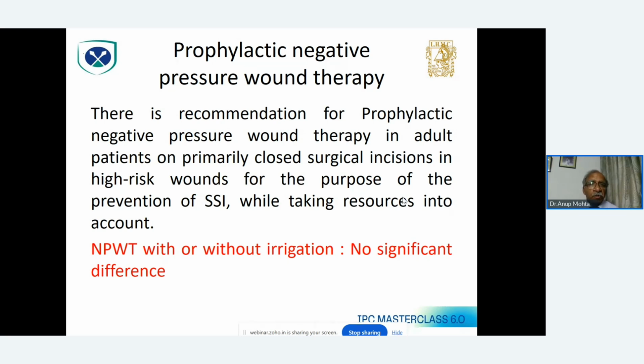Now, why am I talking about resources? Because these devices are quite costly and they have to be retained around the wound for quite some time after the surgery, depending on the type of abdominal condition and peritonitis and all that. There is a controversy regarding negative pressure wound therapy with or without irrigation. However, studies have found that there is no significant difference whether you use irrigation or not. So I would prefer not to use it. Why add another step?